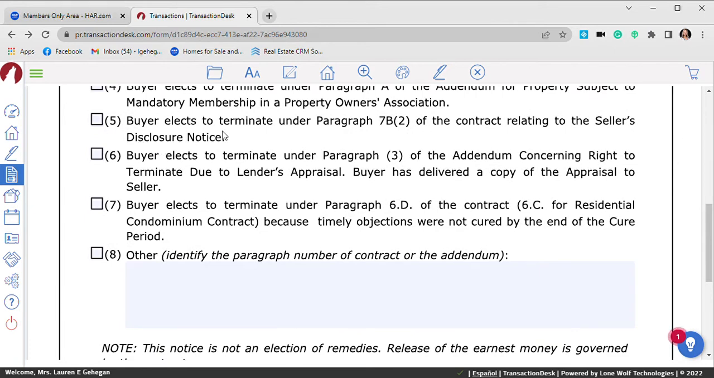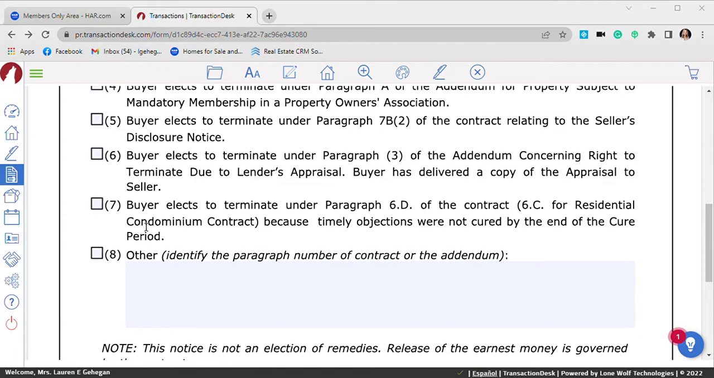Number 5, buyer elects to terminate under paragraph 7B2 of the contract relating to the seller's disclosure notice. I'm just going to show you this one, that way you can see what they're talking about here. So it is this one right here.